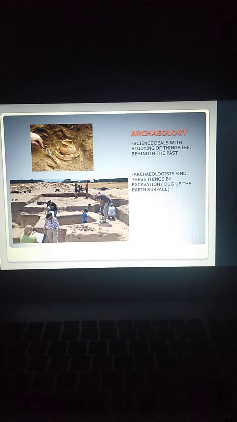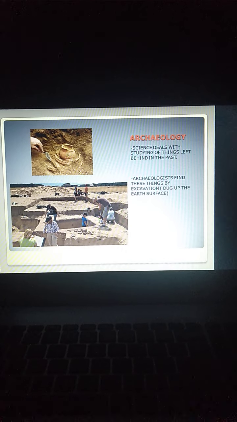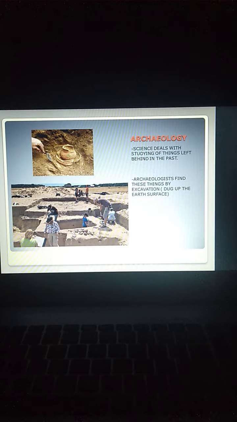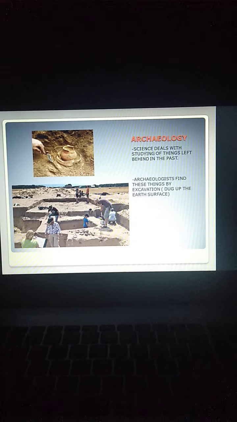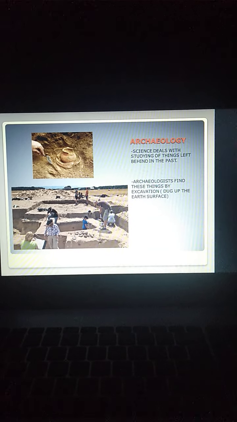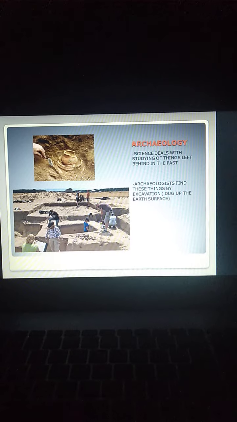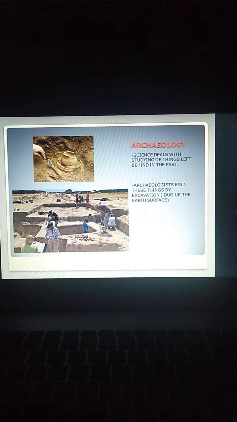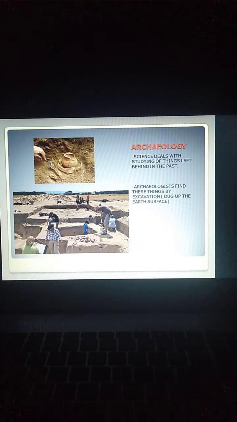Then archaeology. Archaeology is the science which deals with the study of things left behind in the past. Anything left behind in the past and its study came to be known as archaeology. And archaeologists were those persons who found information about various things through their excavation, meaning they dug up the earth's surface.